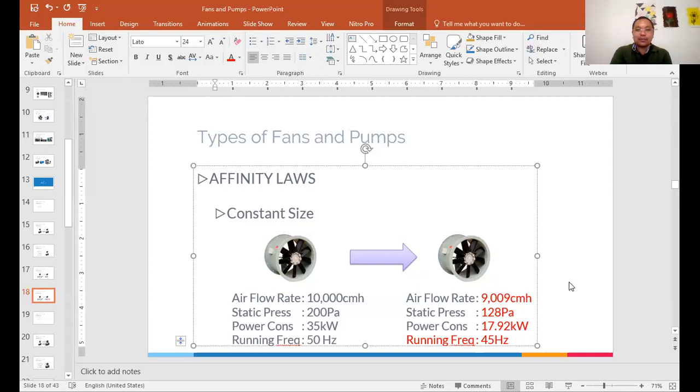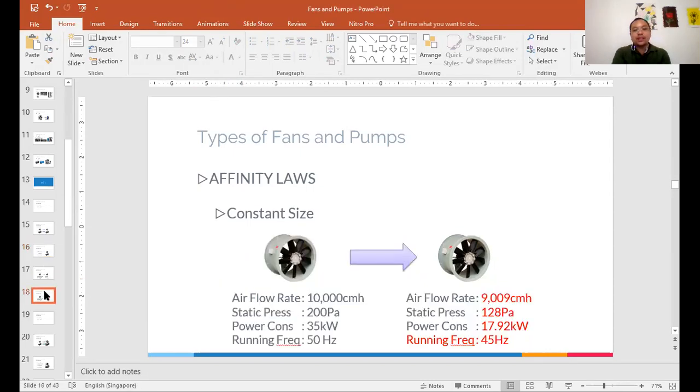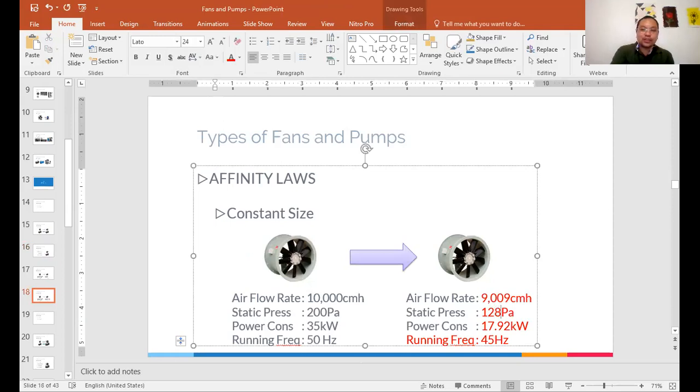Yung static pressure natin, nasabi natin kanina sa affinity law natin, static pressure is squared of the running hertz. So, calculate natin ulit. Ano yung tama? Squared. So, ito, mali na ito. Mali na itong 128. So, 1.11 times 1.11 equals 1.2321. So, 200 Pascal divided by 1.2321. So, ano lumabas? Ayan, tama. So, naging 162 Pascal na lang siya, no?